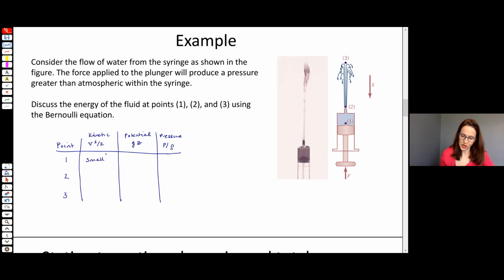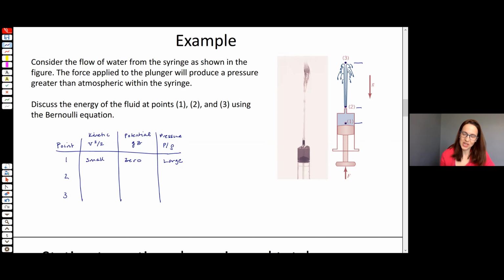What about the potential energy? Well, if we look at the different heights of points 1, 2, and 3, and we set the height at point 1 equal to 0, the potential energy there is 0. What about the pressure? Well, as we talked about before, the pressure in the barrel of the syringe is where you're going to have the largest pressure, right? You get this really high pressure developed from decreasing the volume, from pushing on the barrel, and that's what causes the jet to come out. So we'll say large. Not very precise here.